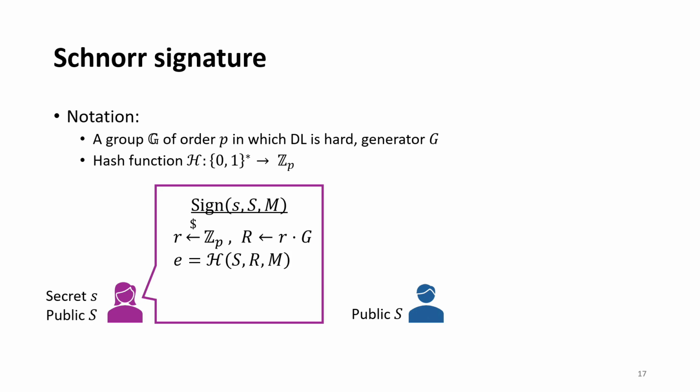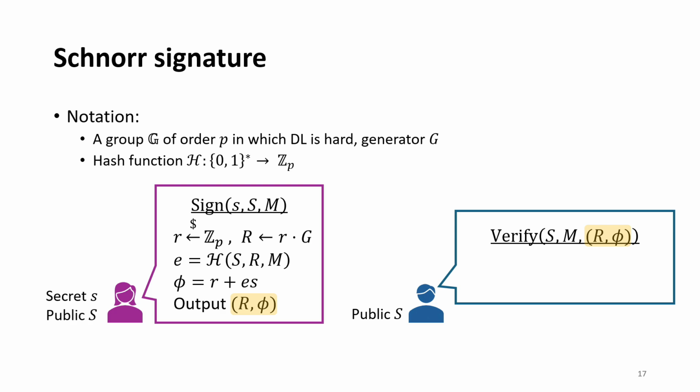Next, after the signer knows the message, it can compute the hash of the message together with the pre-signature and the public key to generate the value E. Then it computes a simple relation, phi equals r plus E times S. Finally, the signature consists of the tuple of the pre-signature capital R and the value phi. Don't worry about the steps, they will appear many times in the talk.